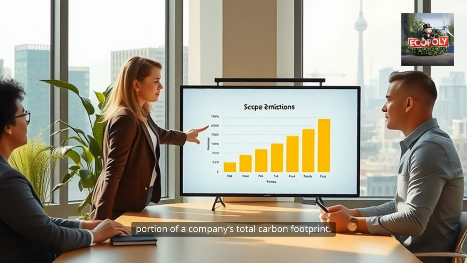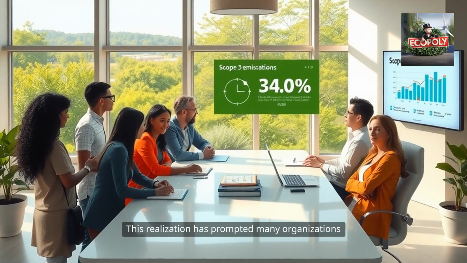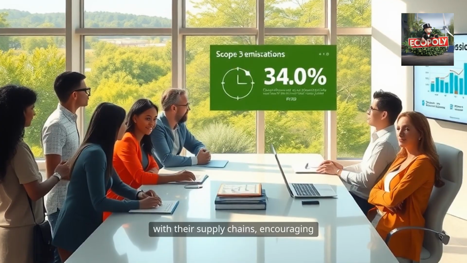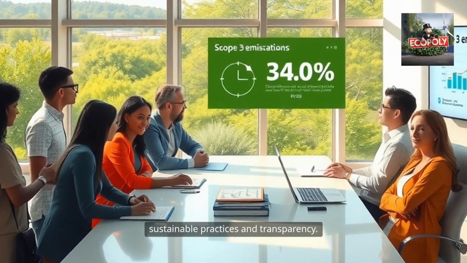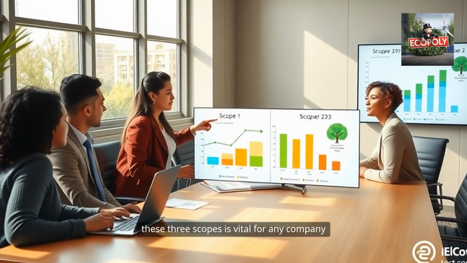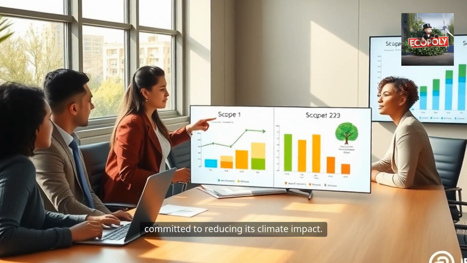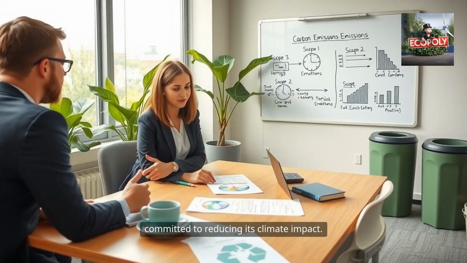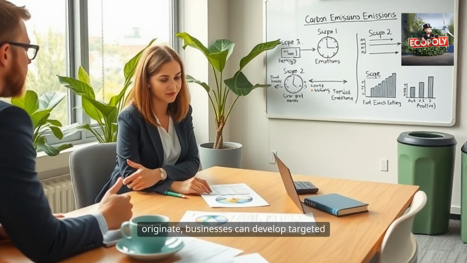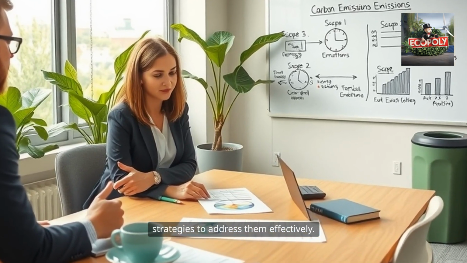However, it is essential to recognize that Scope 3 emissions frequently represent the largest portion of a company's total carbon footprint. This realization has prompted many organizations to engage in collaborative efforts with their supply chains, encouraging sustainable practices and transparency. Understanding the distinctions between these three scopes is vital for any company committed to reducing its climate impact. By clearly identifying where emissions originate, businesses can develop targeted strategies to address them effectively.